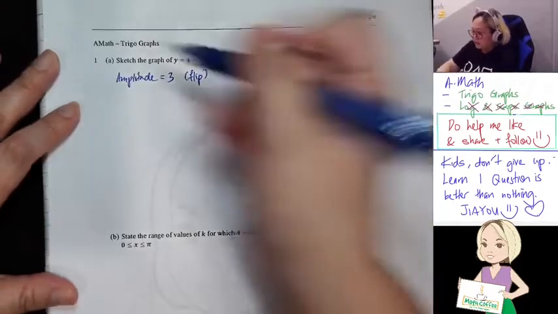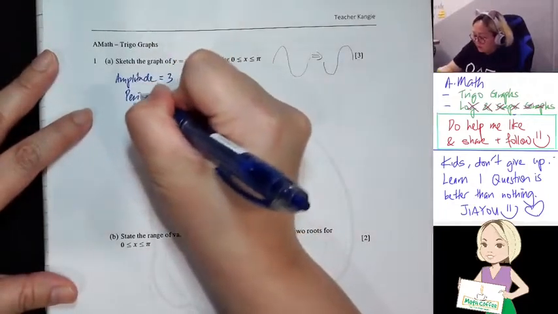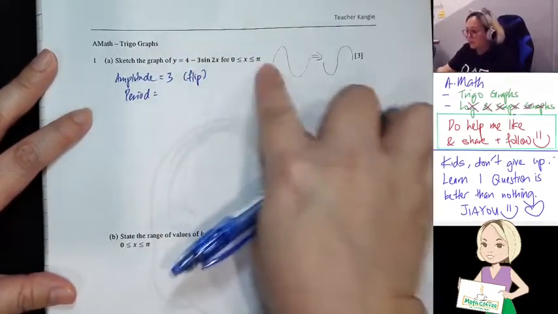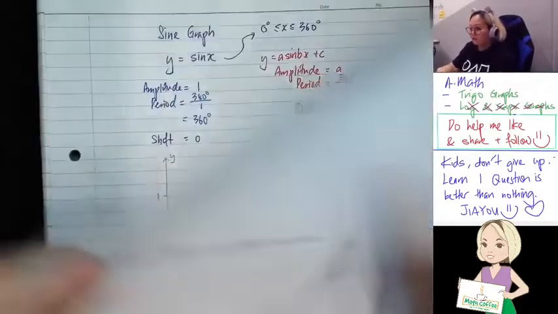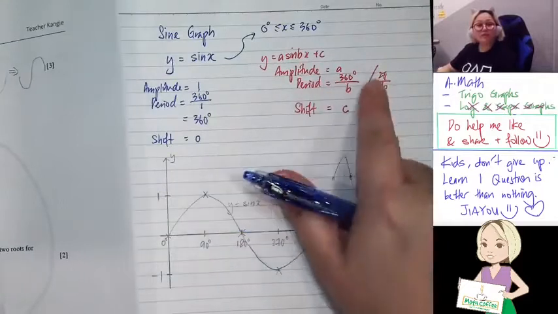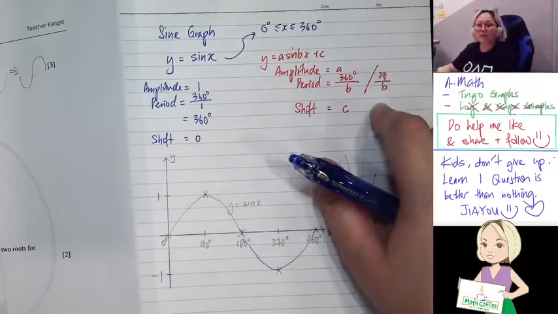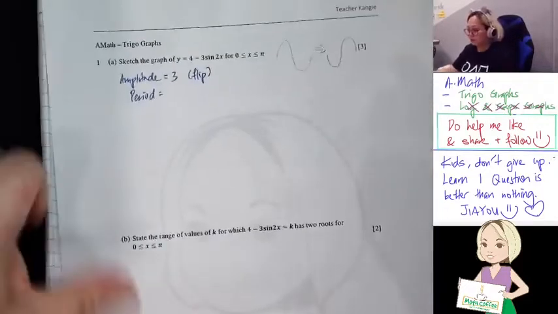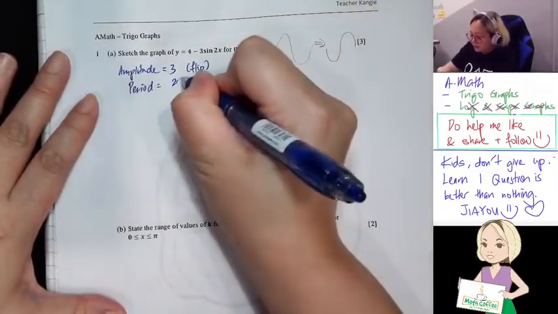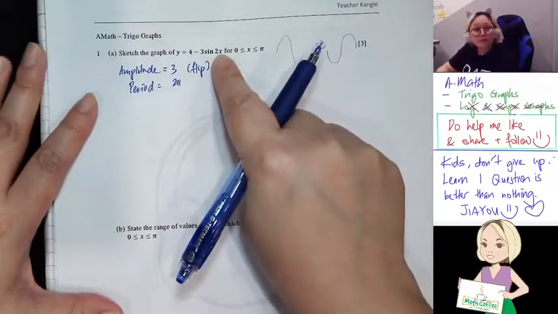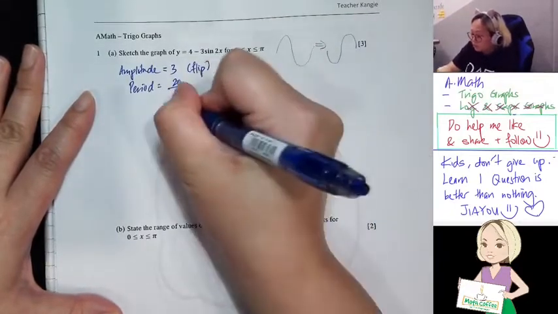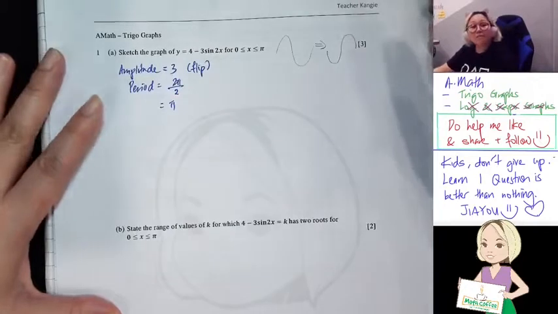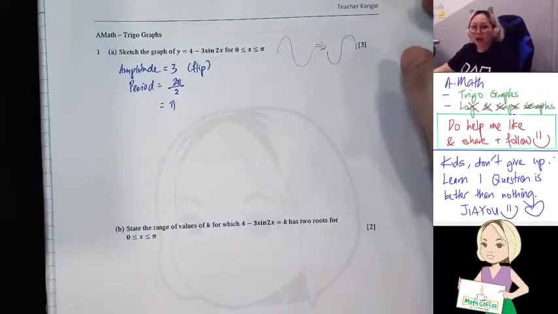Okay, next. Find out what is the period. For this case, they want me to draw for radian. So period, remember just now I mentioned, in terms of radian, you take 2 pi divided by b. 2 pi divided by b. So I will take 2 pi divided by the number in front of x, which is 2 for this case. So 2 pi divided by 2 will give you pi. It means that one cycle is pi.